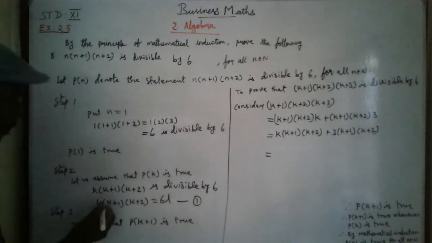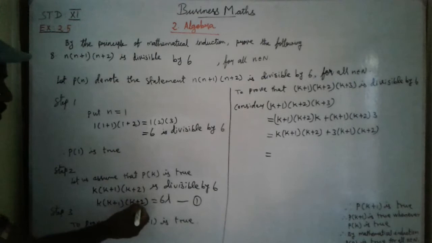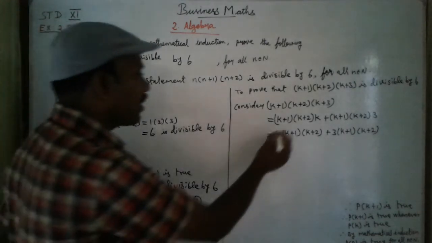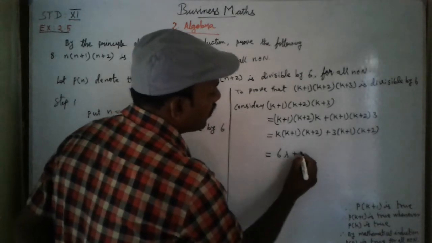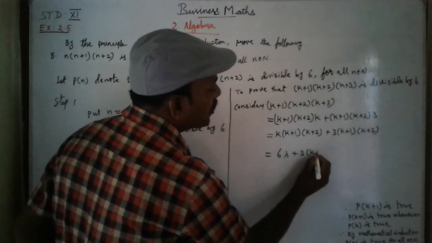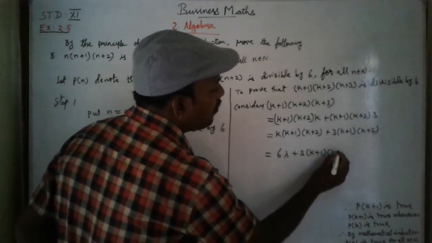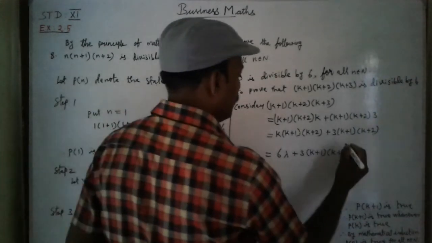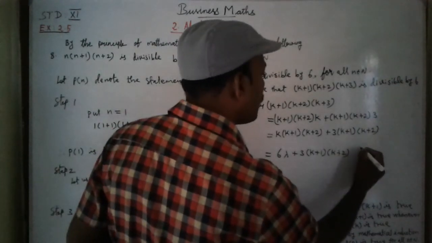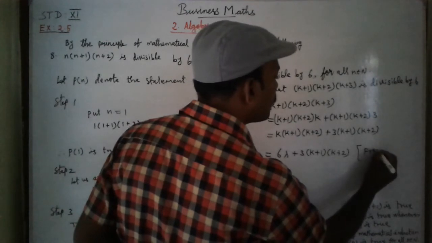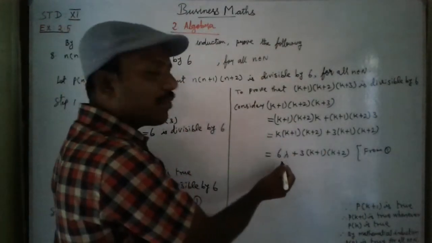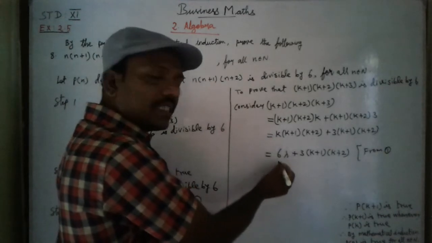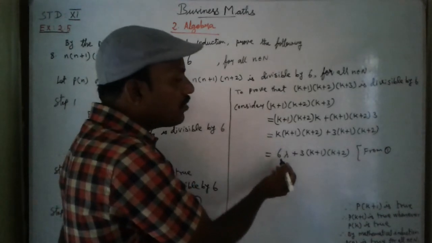From 1, now k into k plus 1 into k plus 2 is what? 6 lambda. So, 6 into lambda plus 3 into k plus 1 into k plus 2. From 1, this value is what? 6 lambda. So it is divisible by 6, we know that. 6 lambda is divisible by 6.